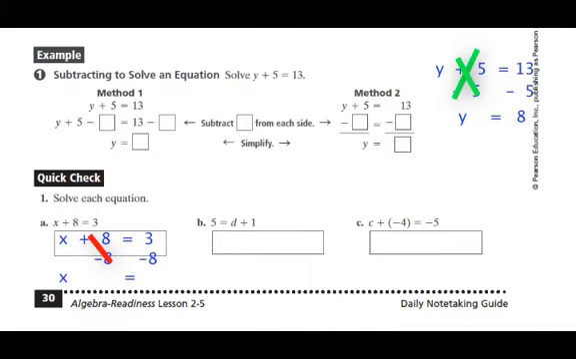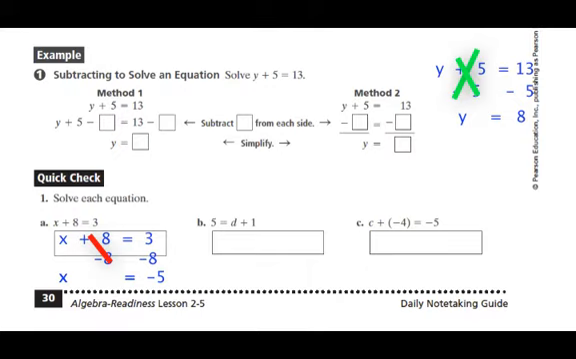On the right-hand side, we have 3 minus 8. 3 minus 8 is negative 5. So we have solved this equation to be x equals negative 5. If you substitute back in negative 5 for x, you have negative 5 plus 8. Negative 5 plus 8 does equal 3. So we know that we've solved this equation correctly.